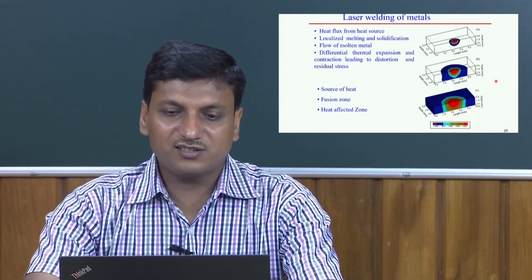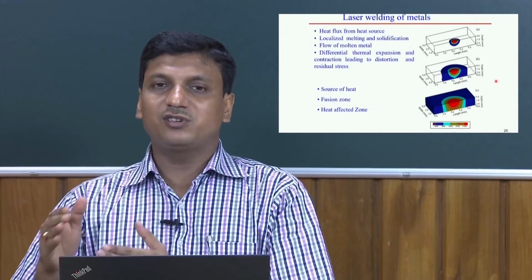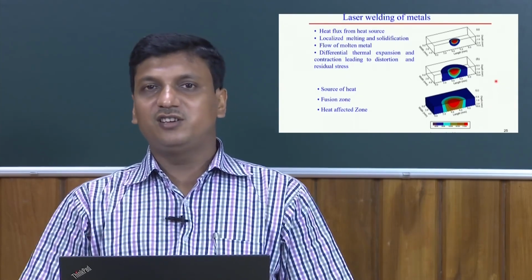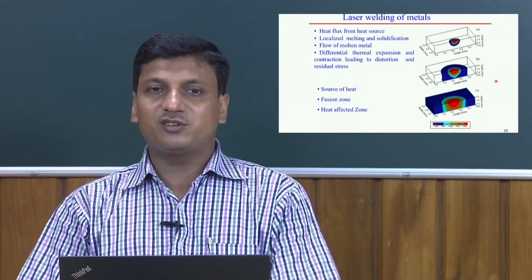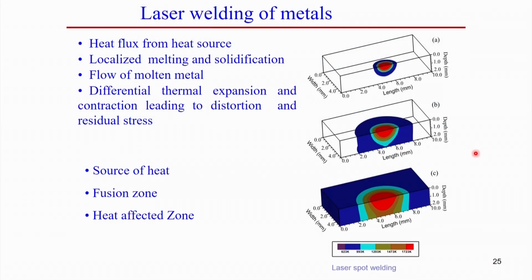Now, if we characterize the welding processes in general, there is a source of heat, in this case the laser. Next, it creates the fusion zone as well as the heat affected zone. The right hand side figure shows one typical example of laser spot welding. That is the simulation of the laser spot welding.